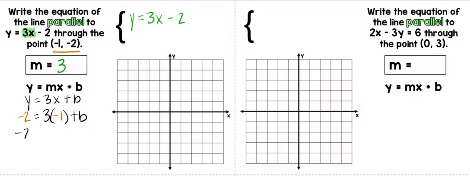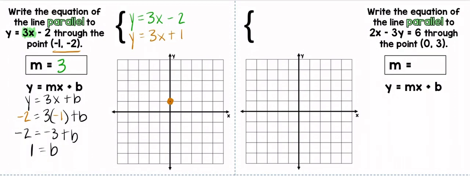So now I'm going to solve. Negative 2 equals negative 3 plus b. So b is equal to 1, because when you add 3 to negative 2, it ends up being 1. So my second equation is y equals 3x plus 1. And so remember, if they're parallel, they have the same slope, which if you look right here, they do. They both have the same slope of 3, and they have a different y-intercept.